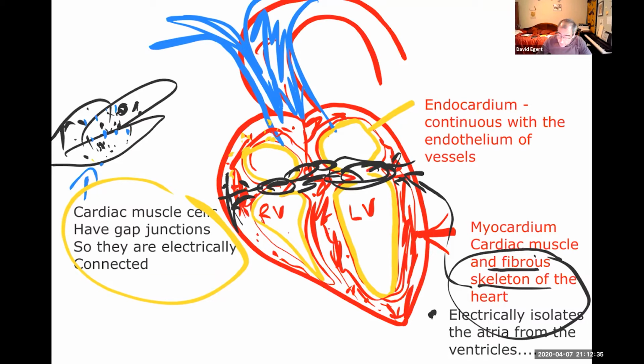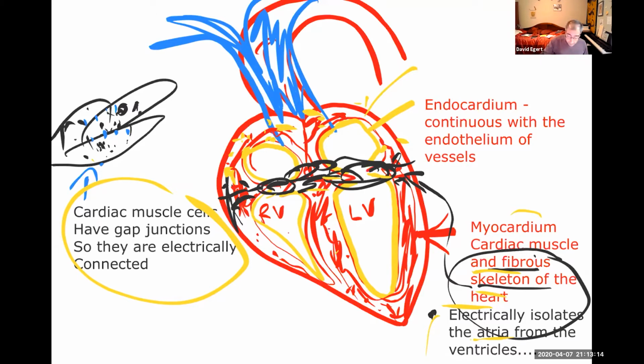But because we have this fibrous skeleton of the heart electrically isolating the atria from the ventricles, if we electrically stimulate the atria, they'll all co-excite each other, but it won't automatically spread down to the ventricles without a special conducting pathway, which we're going to talk about. So this is important when we talk about how the heartbeat is coordinated.